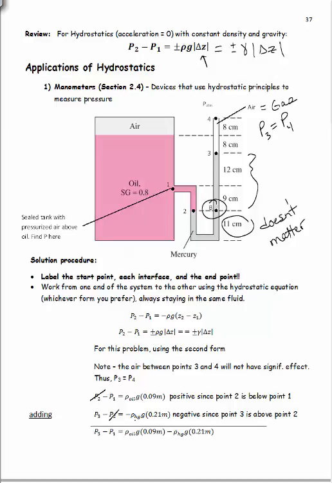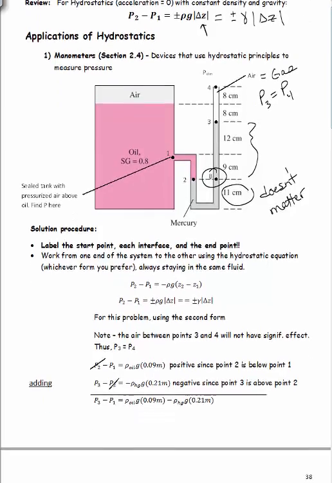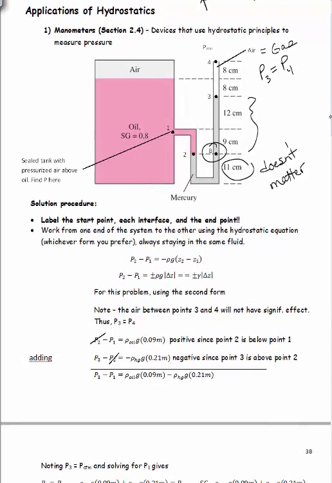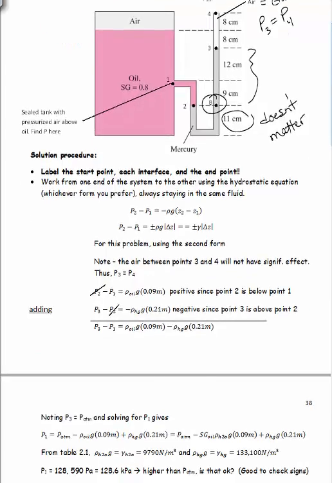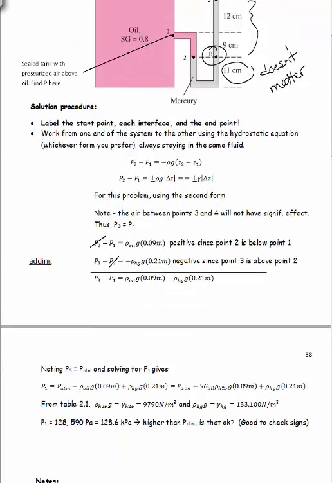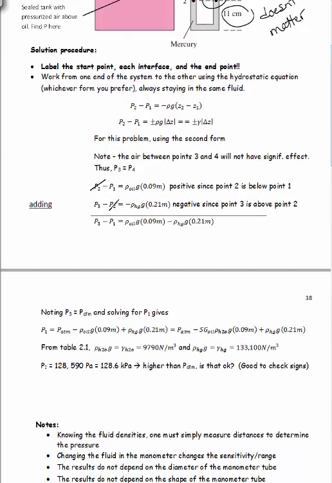So plug that in, and we know P3 is above P2. So this is going to have a lower pressure than 2, so we're going to have a minus sign in there. The next thing you do is just add these two equations together, and the nice thing is all your intermediate pressures cancel out. So you're going to get P3 minus P1, and then you just add together the right-hand side. And noting that P3 is open to the atmosphere, that's going to be P atmosphere.